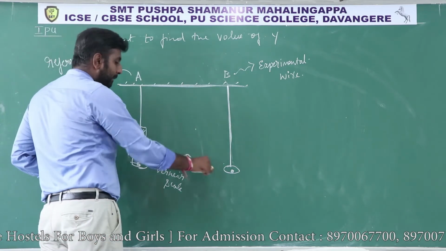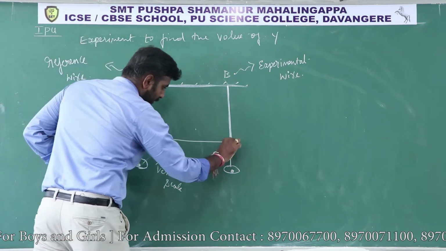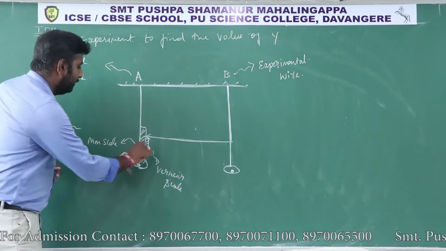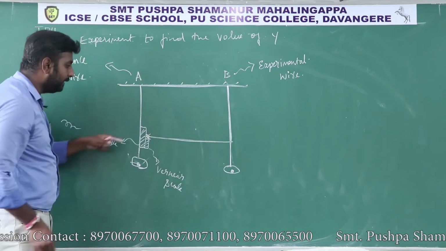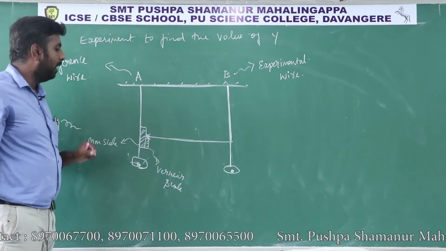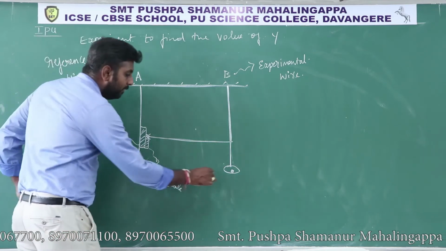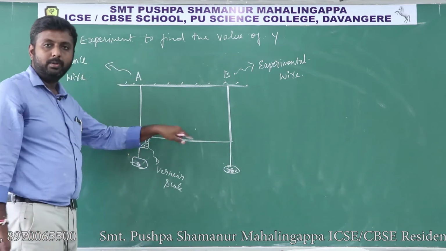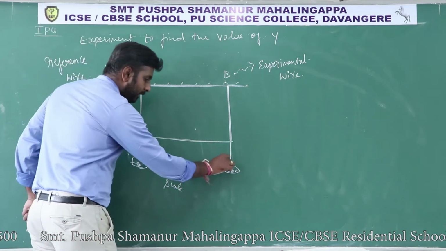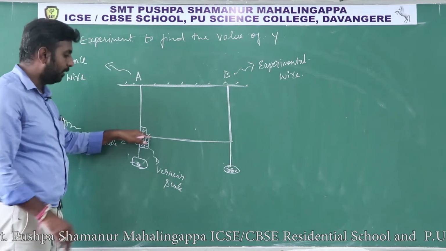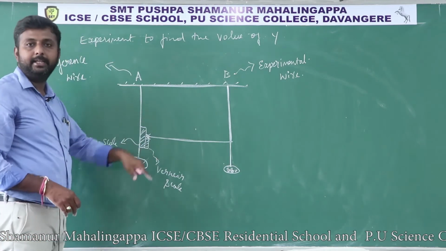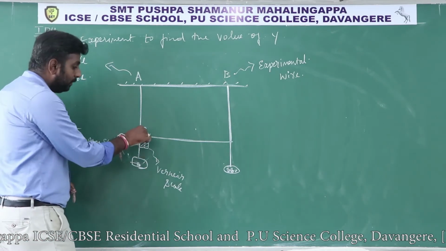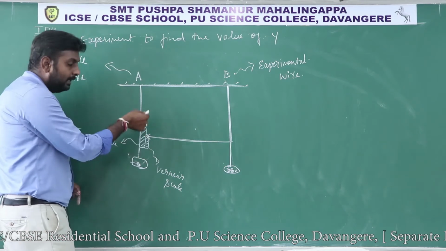And for this experimental wire, this is a pointer. With this pointer, we can see the initial reading. Then we keep adding weights to the other pan. 1 more kg, and you will see the length increased and this pointer comes down. 2 kg, 3 kg, some weight we will add, and the pointer changes its position. We can find the initial reading and final reading.